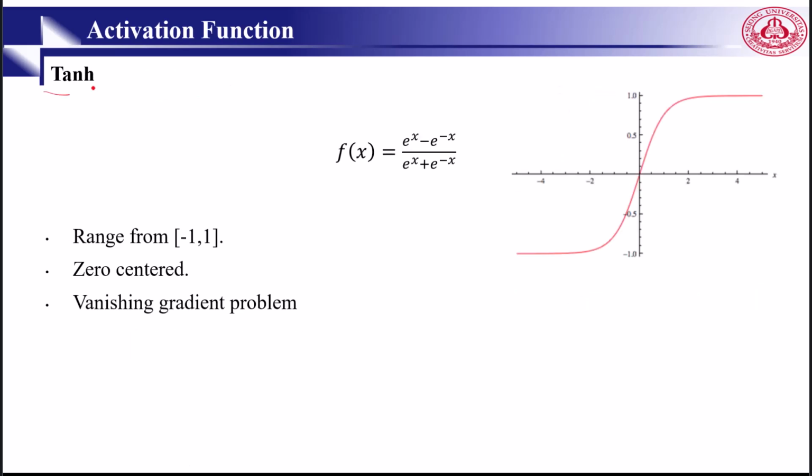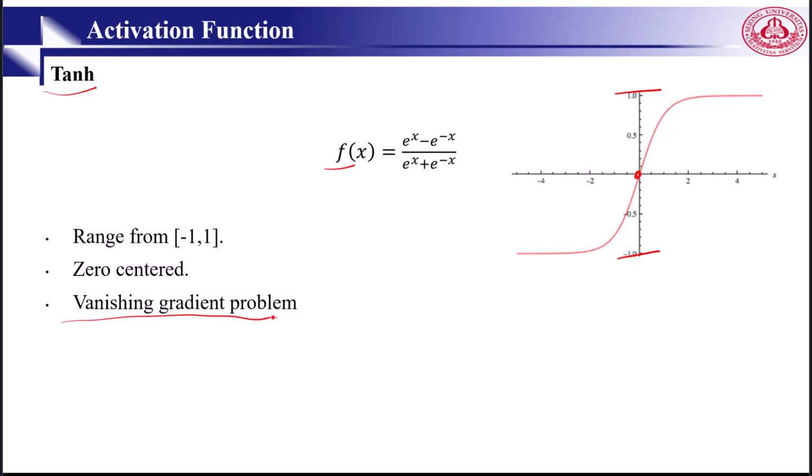The next one is tanh, or hyperbolic tangent. It's a closely related and generally superior alternative to the sigmoid function. The formula is here: f(x) is equal to e to the power of x minus e to the power of minus x, divided by e to the power of x plus e to the power of minus x. As you can see, it ranges from -1 to 1, and it is zero-centered, and it also has the vanishing gradient problem.